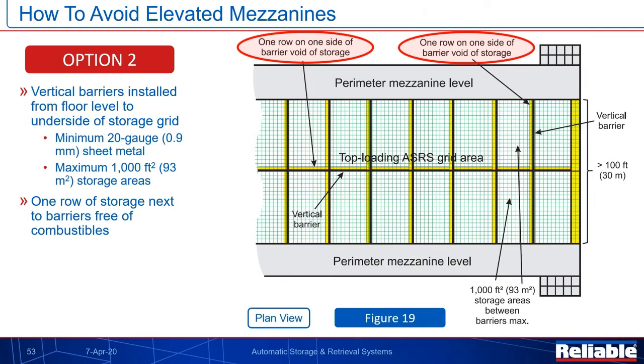The heat that's generated from that could be radiated through the 20 gauge sheet metal to the other side. And if there were combustibles there, we could end up having the fire spread to that side of the barrier. For that reason, we've got to make sure that we keep one of those container columns empty. So that's what the yellow is indicating there. We have a bit of a fire break next to one of these barriers.